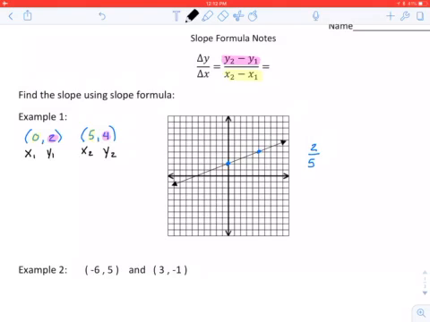Before you plug into the formula, an important step is to write that formula with open parentheses where you're going to plug in. So instead of putting y2 in there, I'm going to use open parentheses. This is really important when you have negatives. This example we don't, but you'll see that in example 2.